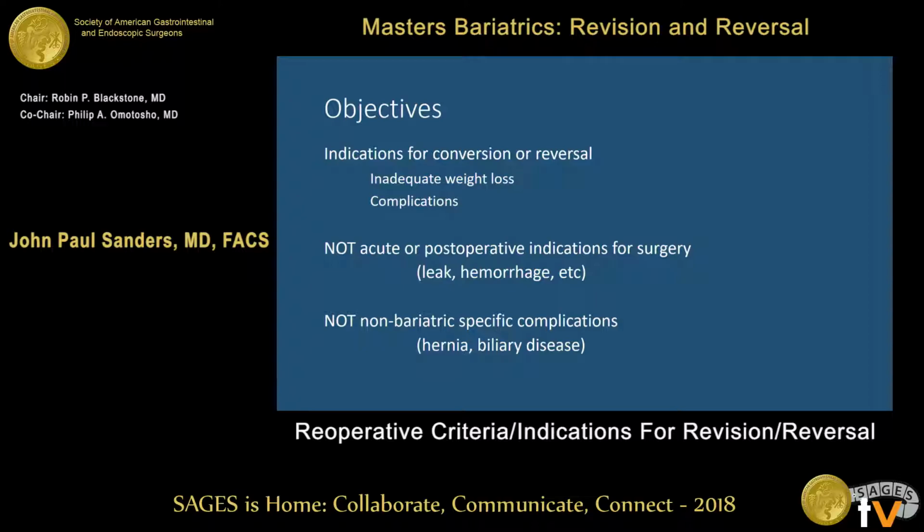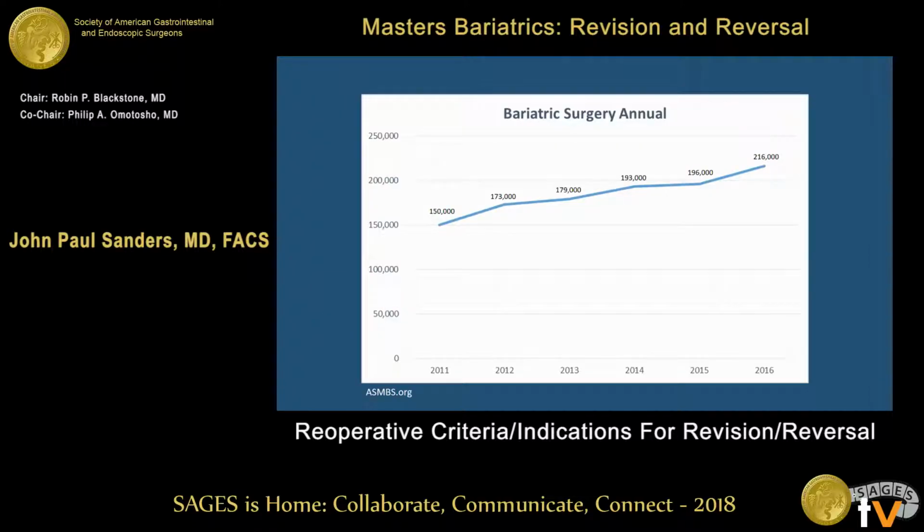So we're going to specifically talk about indications for conversion or reversal of bariatric anatomy, inadequate weight loss, and complications of the bariatric procedure itself. We're not going to talk about acute perioperative indications for surgery such as leak or hemorrhage. We're not going to talk about non-bariatric procedures such as internal hernias, ventral hernias, transgastric ERCP, etc.